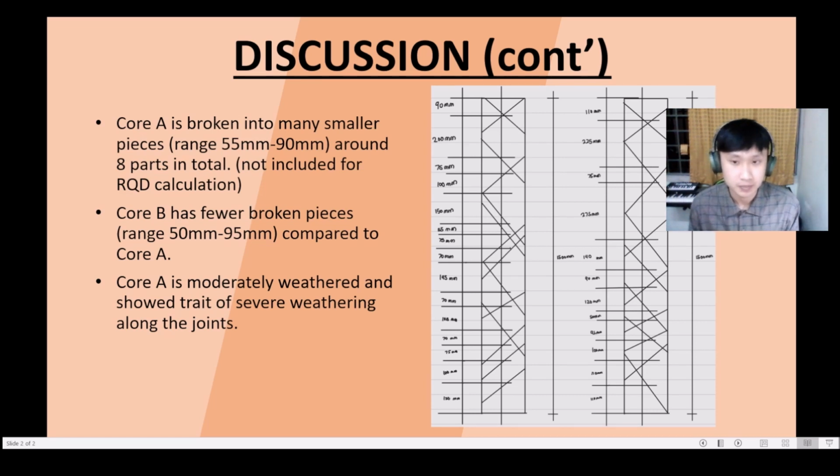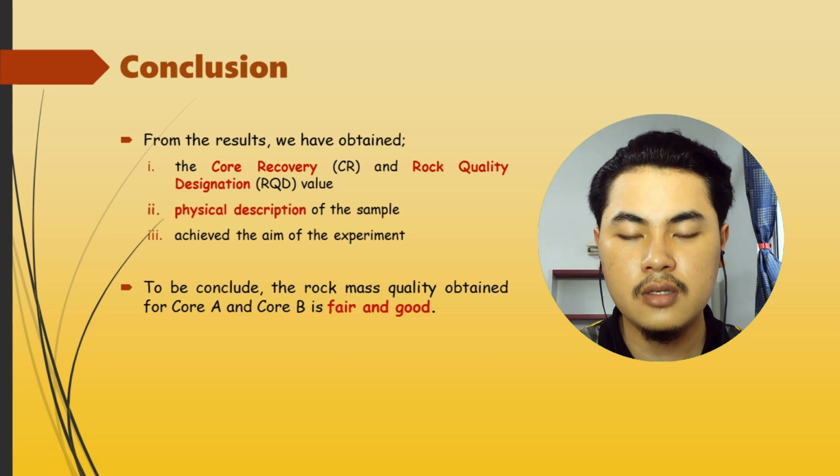Thank you. From the results, we have obtained the core recovery and rock quality designation values. Also, we have obtained the physical description of the sample. Therefore, we have achieved the aim of the experiment. So to conclude, the rock mass quality obtained for core A and core B is fair and good.